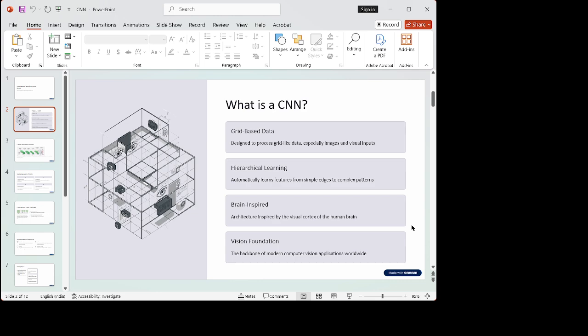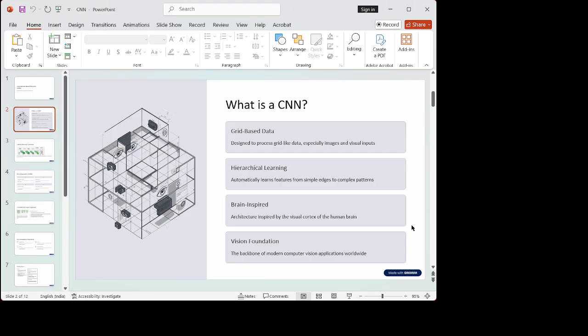The first one is grid-based data. CNN is mainly designed to process grid-like data, especially images and visual inputs. In a single word, images have spatial structure. A pixel is related to nearby pixels, and the CNN exploits these spatial relationships.